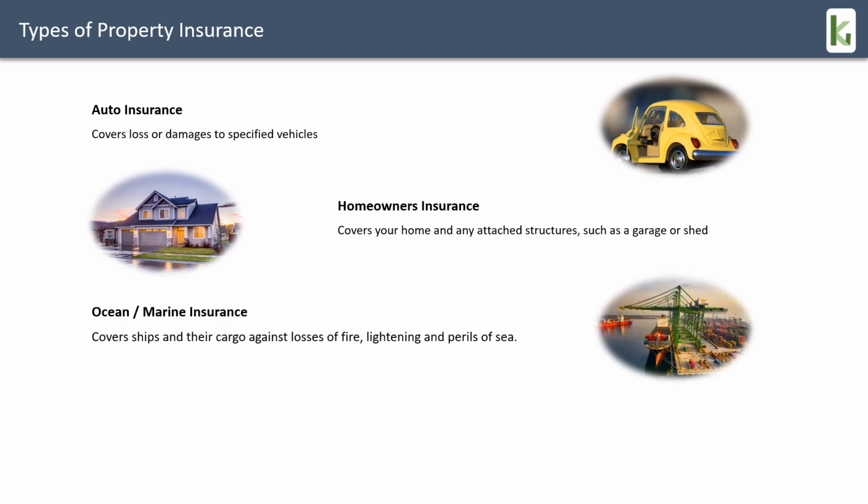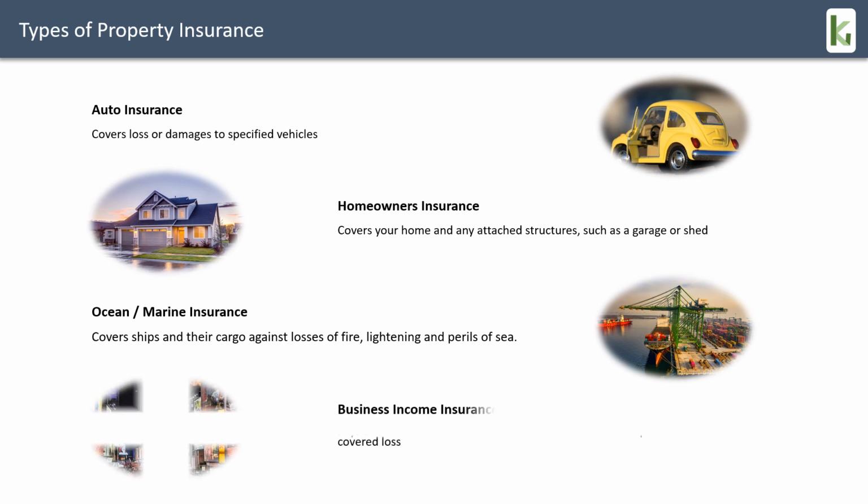Then we have ocean and marine insurance that covers ships and their cargo against losses of fire, lightning and perils of sea. So as you know that there are ships that take cargo from country to country, and anything can happen while they are in sea, right? Bad weather, or there can be fire, they can be struck by lightning and so on. So if there are losses because of that, then those must be covered because it can be millions of dollars of loss. So ocean or marine insurance provides that kind of coverage.